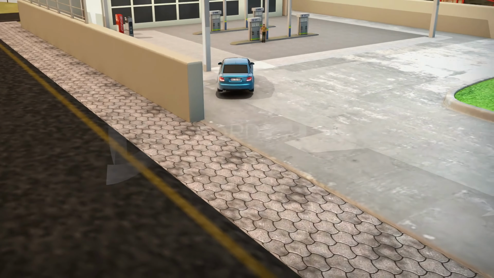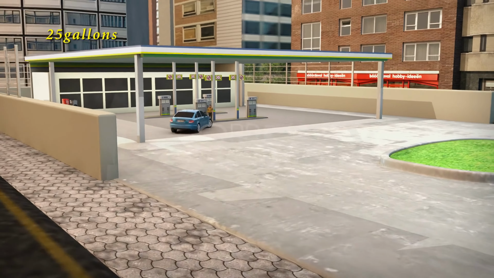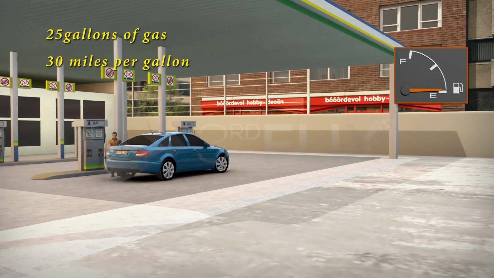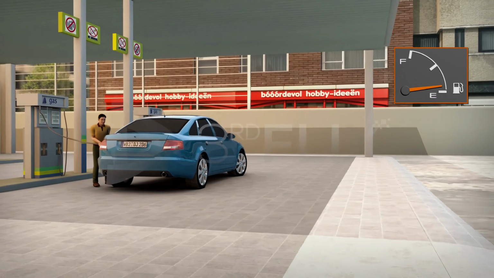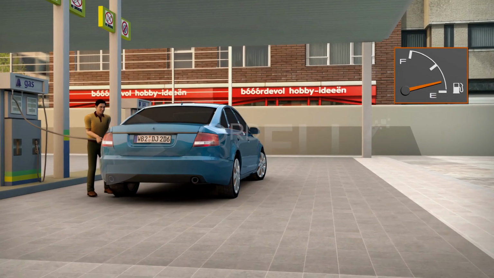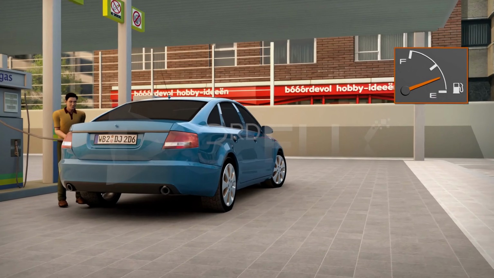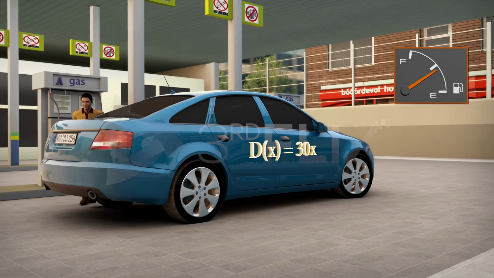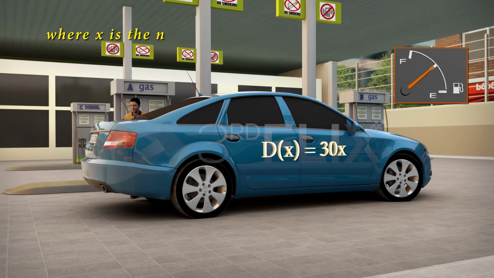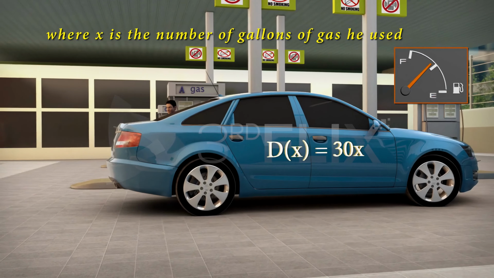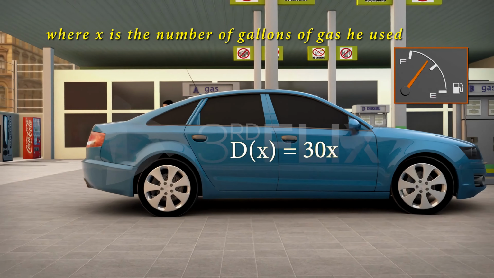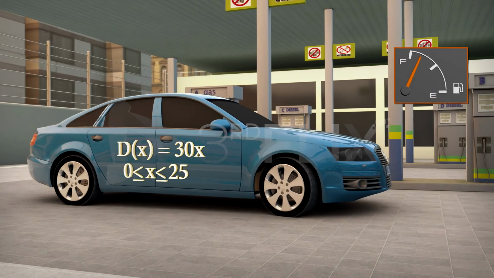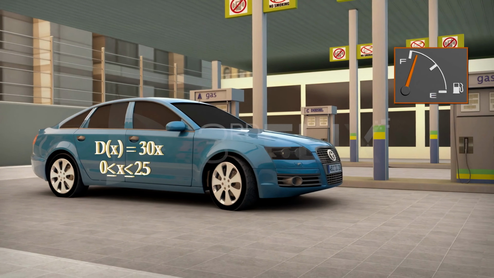Suppose the gas tank in Sriram's car holds 25 gallons of gas, and the car gets 30 miles per gallon. Sriram fills up his tank with gas and heads out on a trip. His distance, D, traveled on one tank of gas can be represented by the function d of x equals 30x, where x is the number of gallons of gas he used. The formula would be d of x equals 30x with 0 less than or equal to x less than or equal to 25.